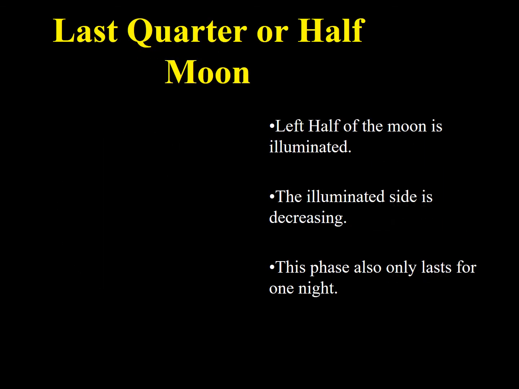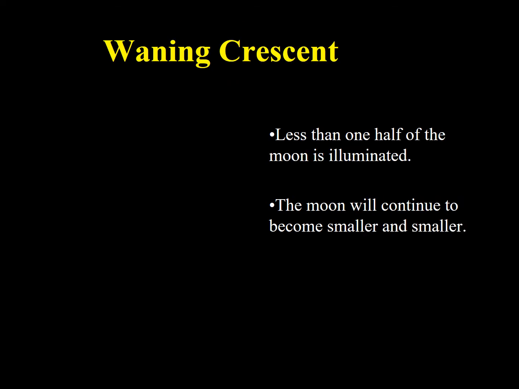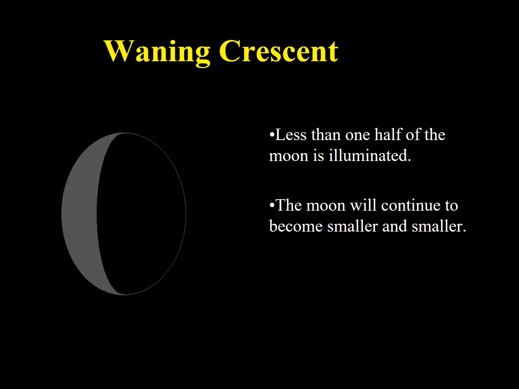Now if the left side of the moon is half lit, we call this the last quarter moon. This one only lasts one night. And if it's less than half, but more than a new moon, we call this a waning crescent, if it's on the left side.